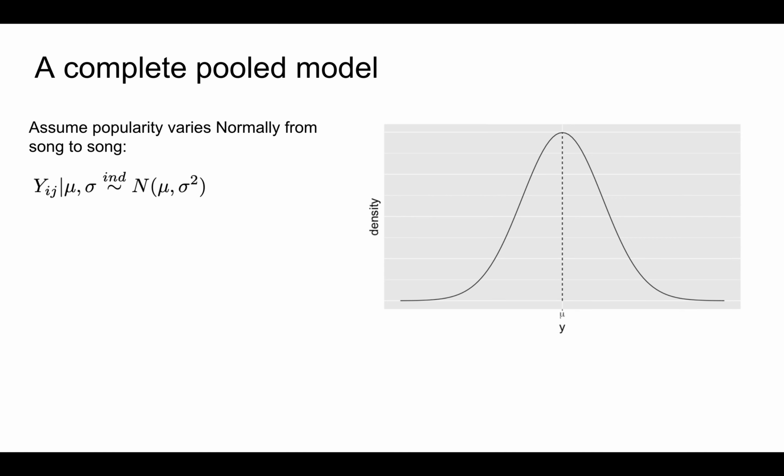To implement the complete pooled model, we can start by assuming that popularity varies normally from song to song, as represented by the plot here.